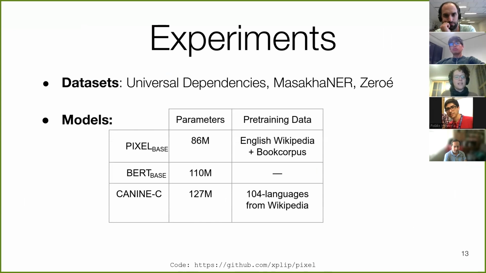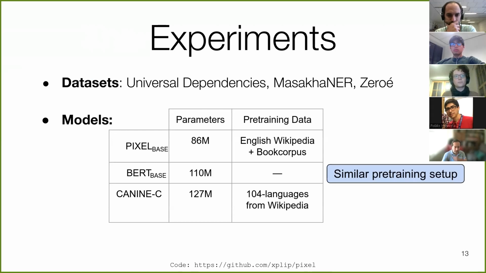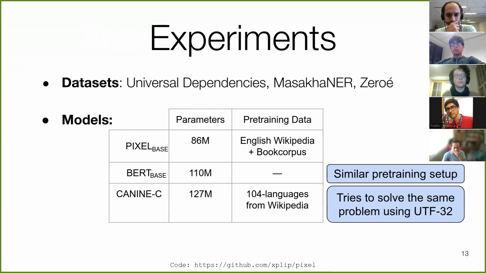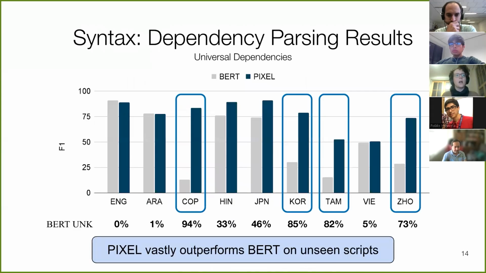So then for the downstream experiments, we used universal dependencies treebanks, MasakhaNER, and ZeroA. And we compare with BERT-base, that's the main comparison. We also compare with CANINE, which essentially is trying to solve the same problem, but obviously they train on a lot of languages, so it's not directly comparable in terms of the data it's pre-trained on. So this is really the main comparison.